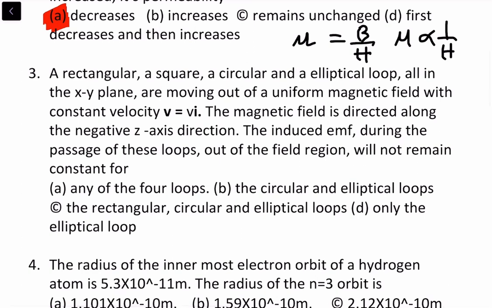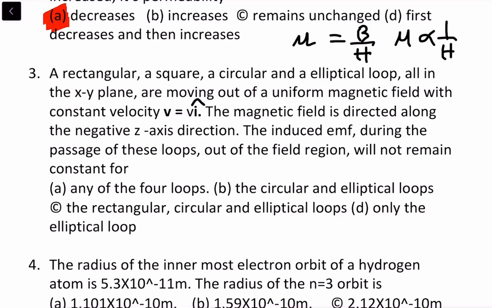A rectangular, a square, a circular and an elliptical loop, all in the xy plane, are moving out of a uniform magnetic field with a constant velocity V bar is equal to V into I cap. The magnetic field is directed along the negative z axis. The direction of the magnetic field is perpendicular to all of them, because they are in the xy plane and the magnetic field is along the z axis.